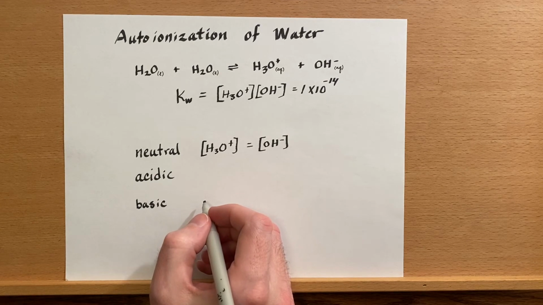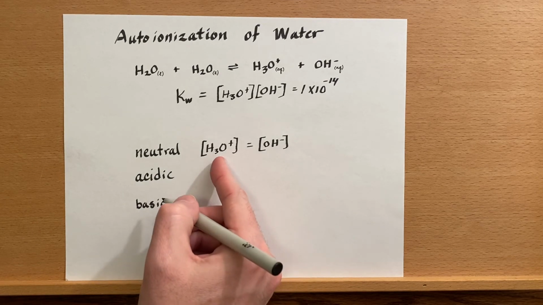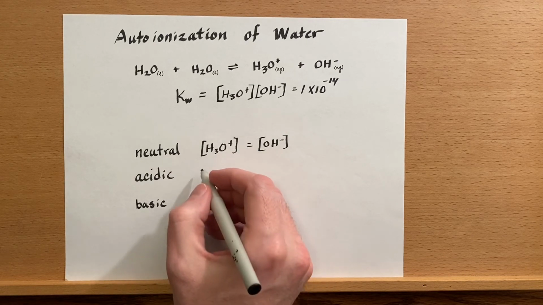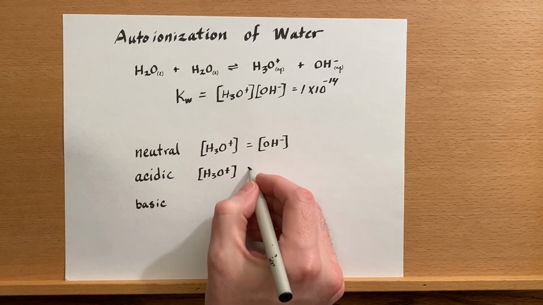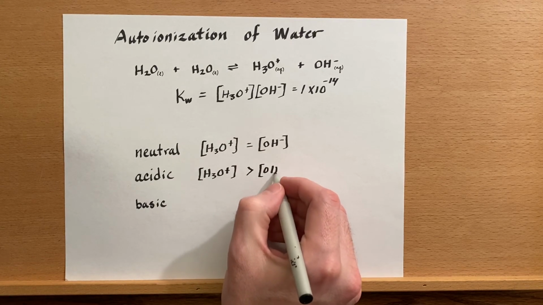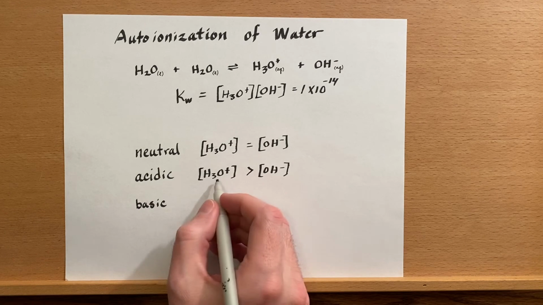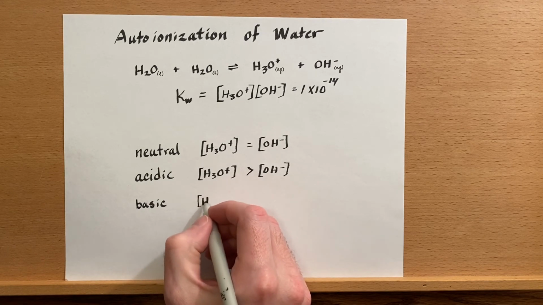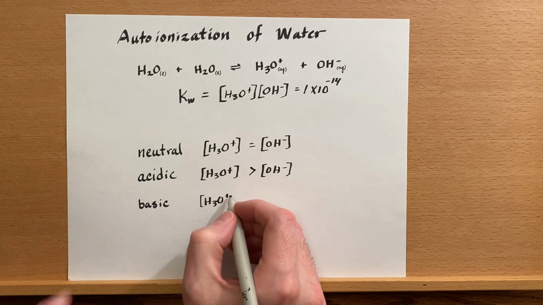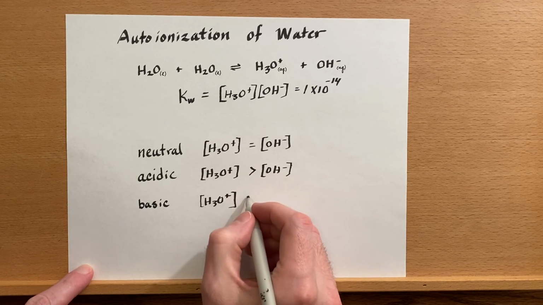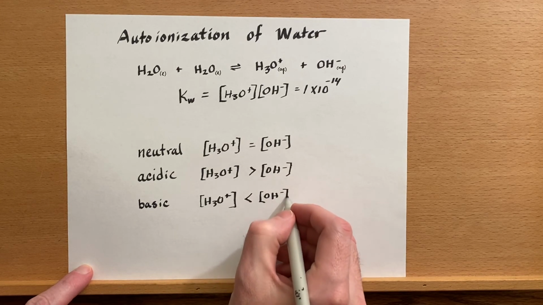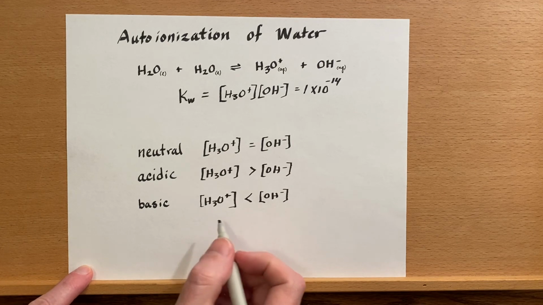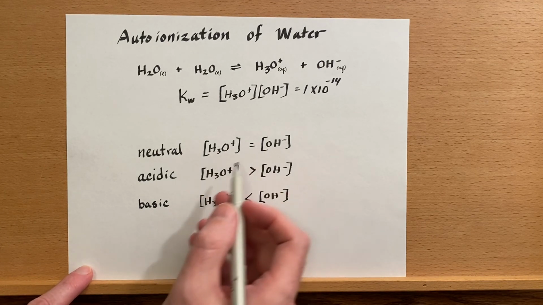Now, we can also have an acidic solution where we have more H plus than we do hydroxide. And we can have a basic solution where we have more hydroxide than we have hydronium. These are the possible combinations and what each one of those means.